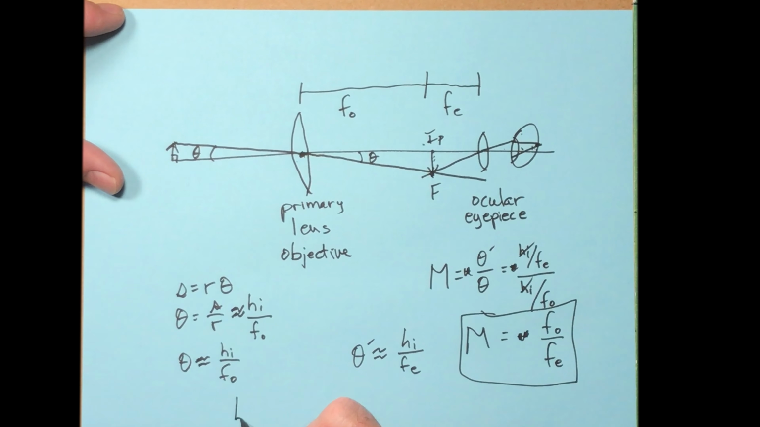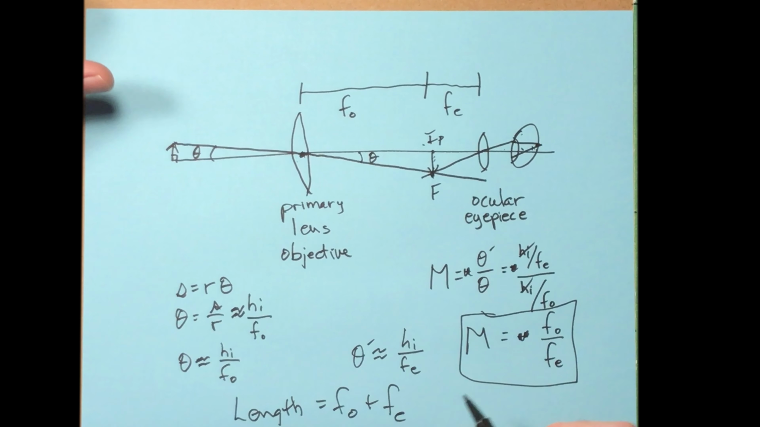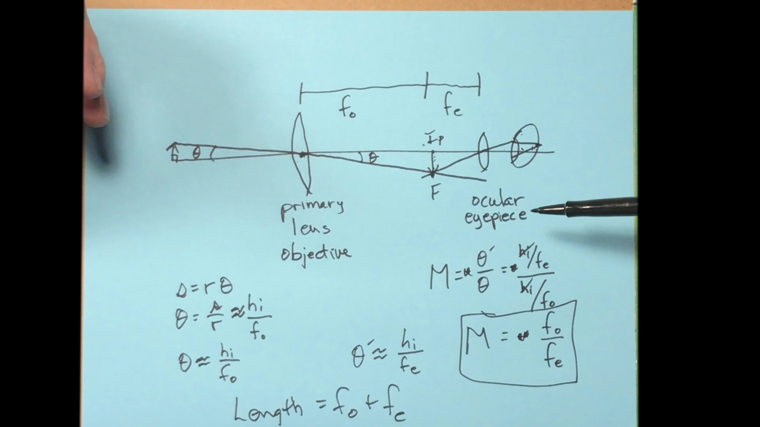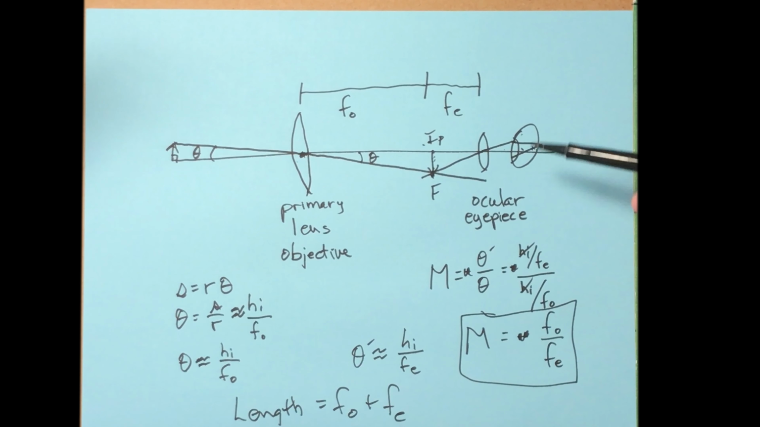And then the length of the telescope is going to be equal to the focal length of the objective plus the focal length of the eyepiece. Now here's the point of this. I said there are two primary reasons you might want a telescope. One is to gather more light, and the second one is to increase the angular magnification.